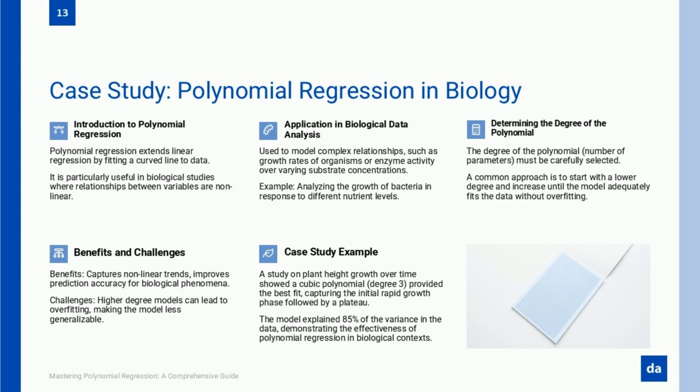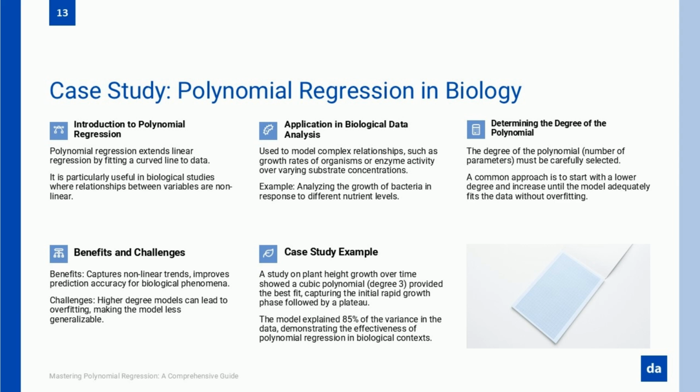In one study, researchers applied a third-degree polynomial regression to model plant height growth, where the initial phase of rapid growth was followed by a plateau. The model successfully explained 85% of the variance in the data, demonstrating how polynomial regression captures biological trends that simple models overlook. Another key use of polynomial regression in biology is in dose-response relationships in pharmacology.